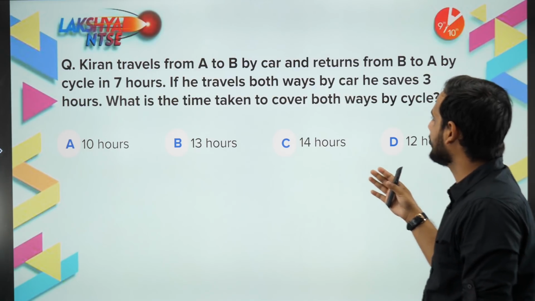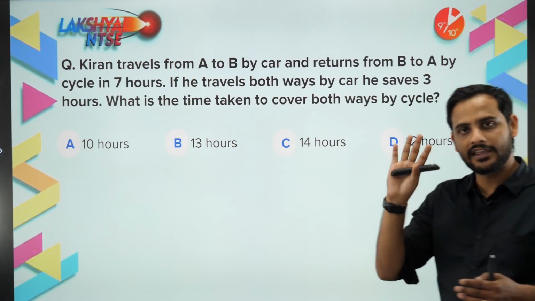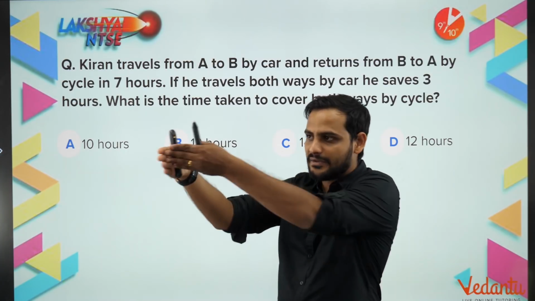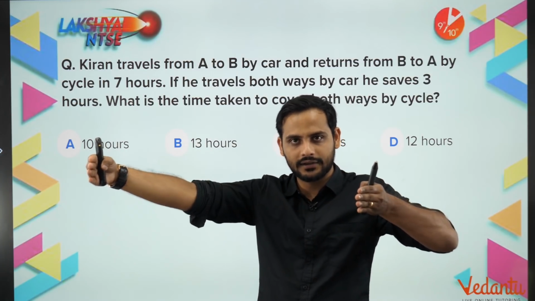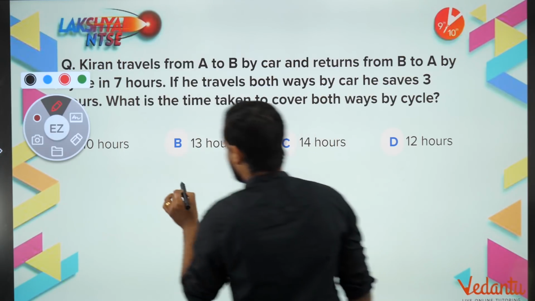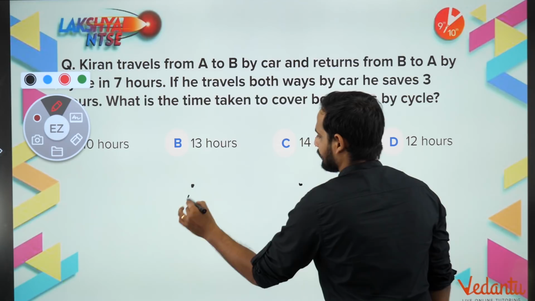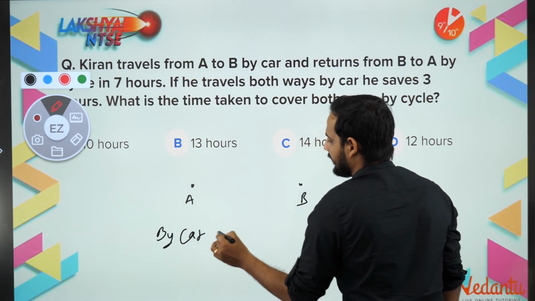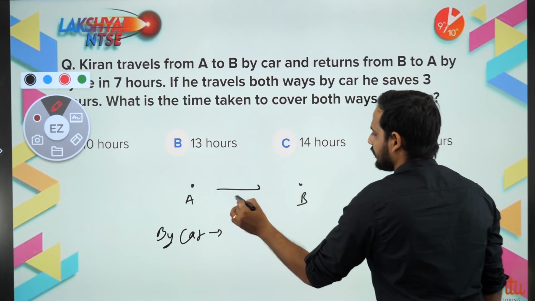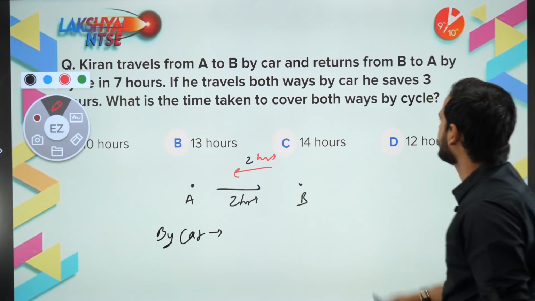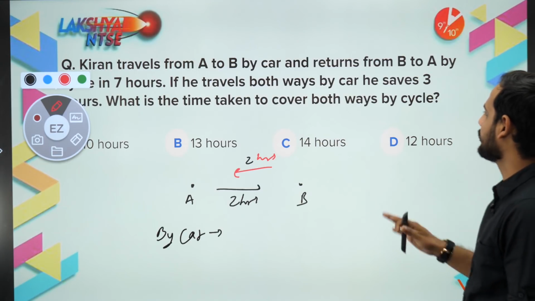That means when he is traveling both ways by car, he is taking 4 hours. That means one way 2 hours, other way 2 hours. So from A to B by car, he will be taking 2 hours, and 2 hours back. Now what are they asking? What is the time taken to cover both ways by cycle?